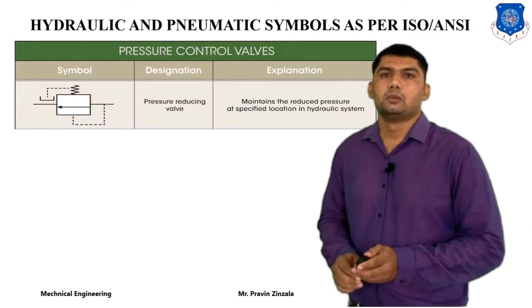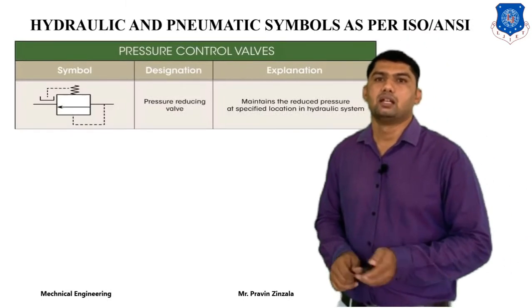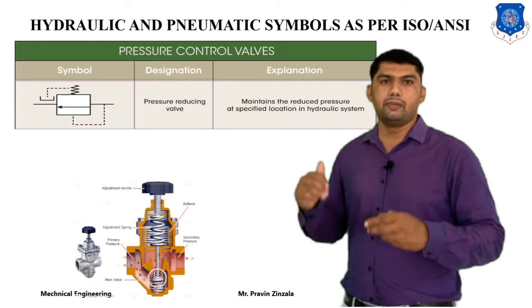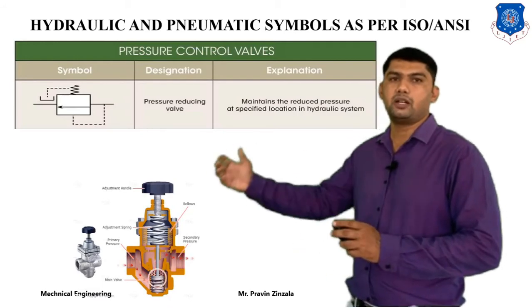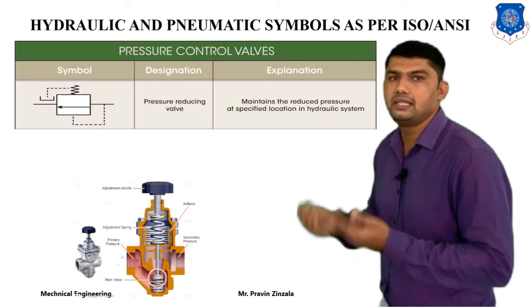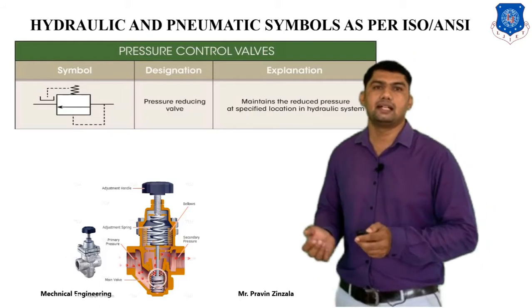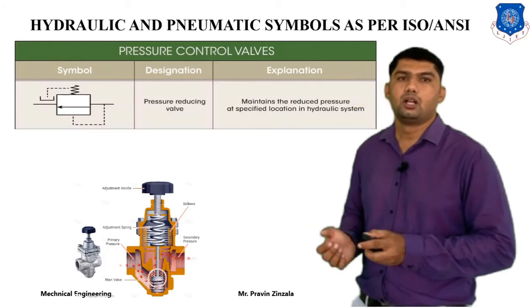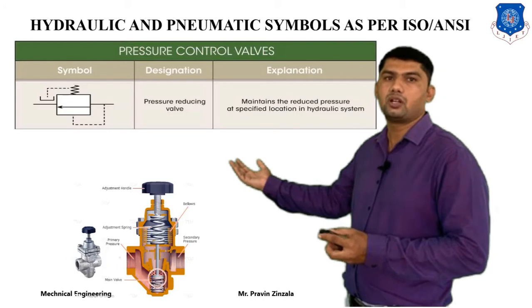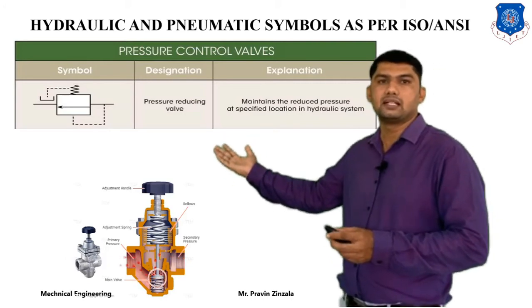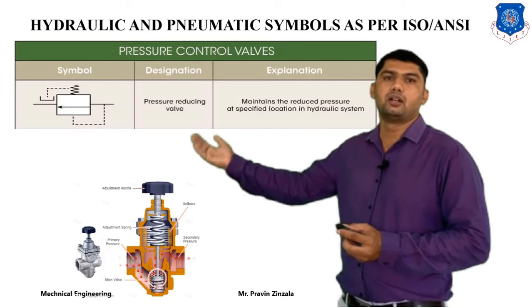Next symbol is the pressure reducing valve. It is used to continuously maintain a reduced pressure for a particular system. If we are designing a complicated hydraulic and pneumatic circuit for automation, we have to utilize different components at different pressures and different components at different flow rates.